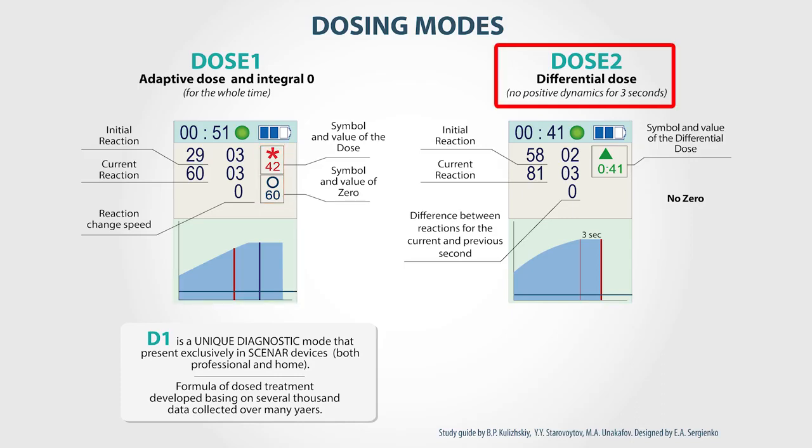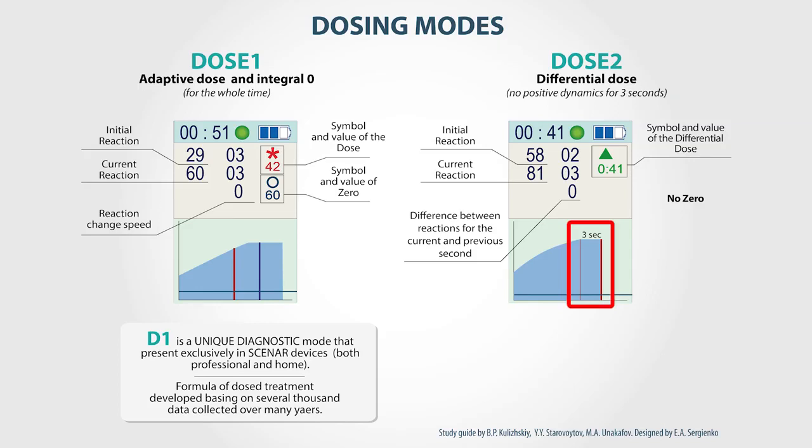Dose 2. Differential dose. The difference from D1 is that here the dose signal indicates the absence of reaction change during 3 seconds. That means that the dose appears if the active dialogue between the device and the skin is over and there is no dynamics for 3 seconds.